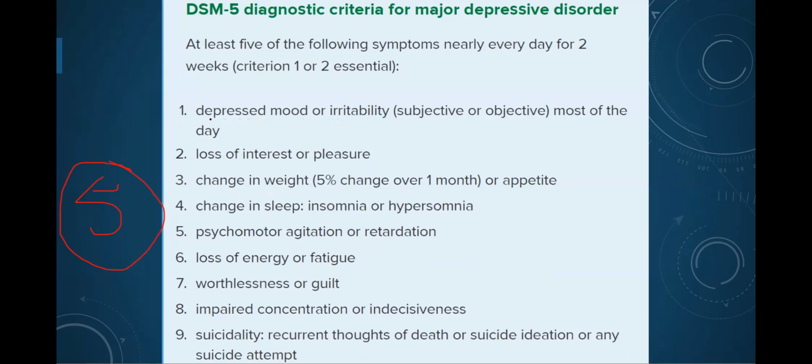Now among these 9, the first 2 are mandatory. So depressed mood and loss of interest. Loss of interest, another name is anhedonia. So anhedonia and depressed mood, among these first 2, at least 1 should be there. And from criteria 3 to 9, at least 4 should be there. Then it becomes a total of 5 symptoms. If anyone falls into these 5 symptoms, then you can diagnose it as MDD. Remember, the duration of these symptoms should be at least 2 weeks to diagnose it as MDD.